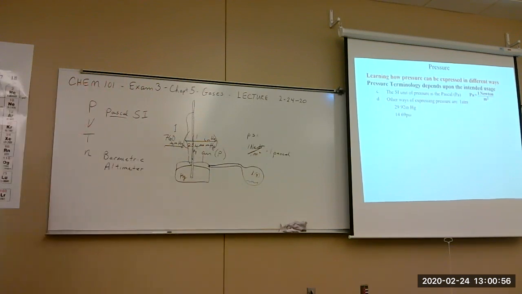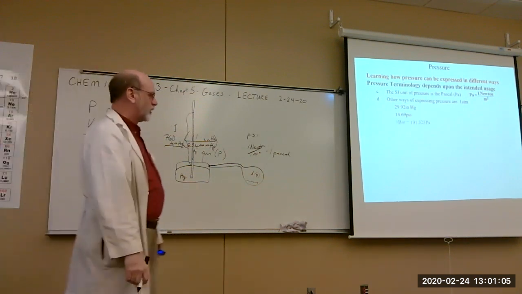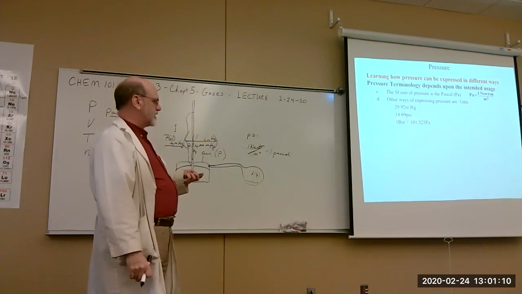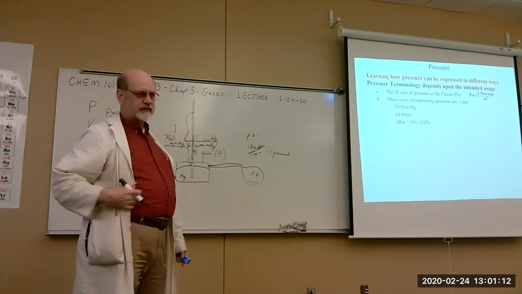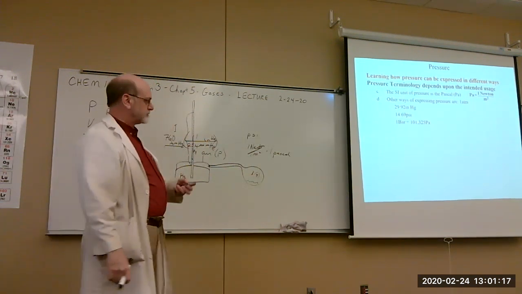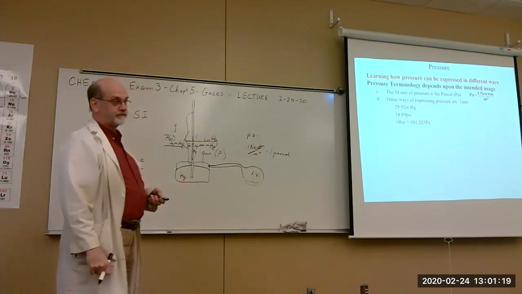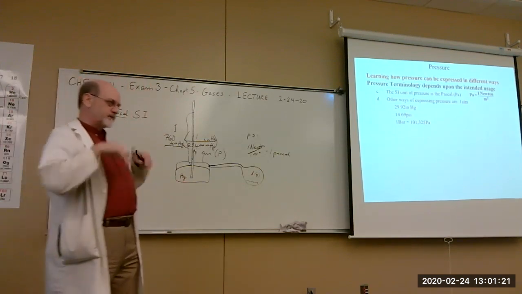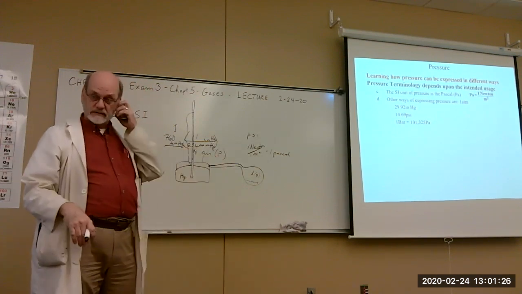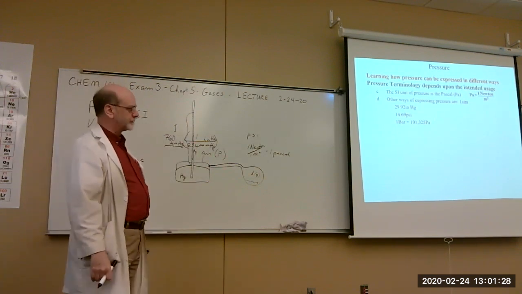Pounds per square inch. One bar equals this many pascals. The only time I've ever used bar is in my freeze dryer that we had at the other lab. And it would pull a vacuum on objects that we put in, freeze them, stick them in there. Close the door, pull a vacuum down to about 10 millibar. It's a pretty good vacuum, not perfect, pretty good.